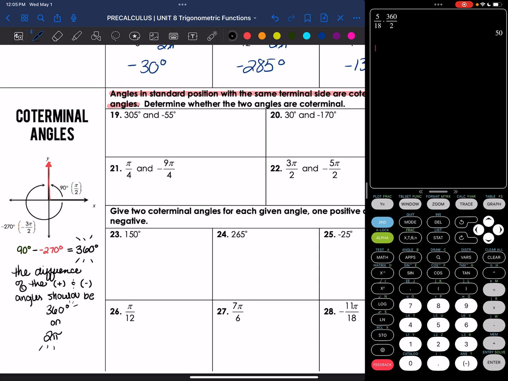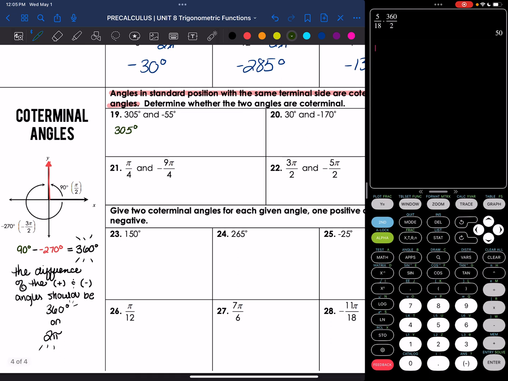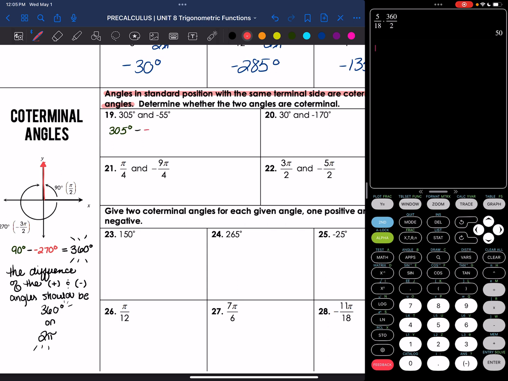So think about what we've got here. We've got two angles. We've got our positive angle, which is 305 degrees of rotation. And what happens when we subtract from that the negative angle, that negative 55 degrees? What is the sum, or the difference, I should say, of those? I say sum because minus a negative is addition. So when you take 305 and you say minus that negative 55, that is 360 degrees. So are they coterminal? Yes, because their difference is 360.